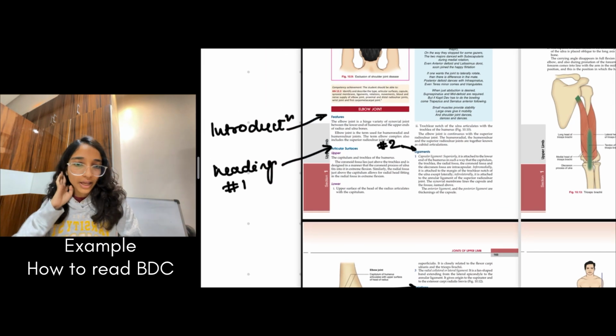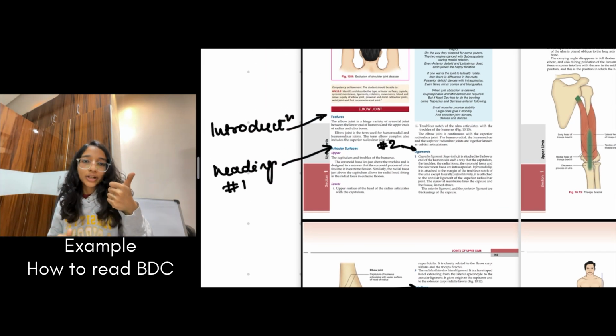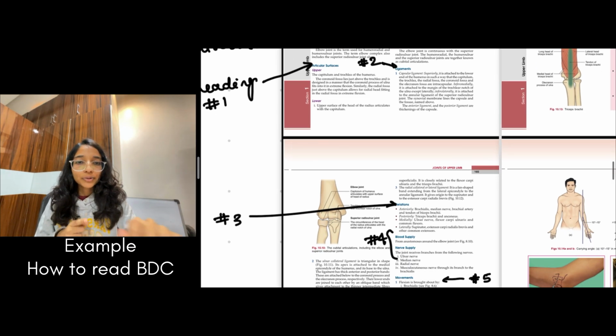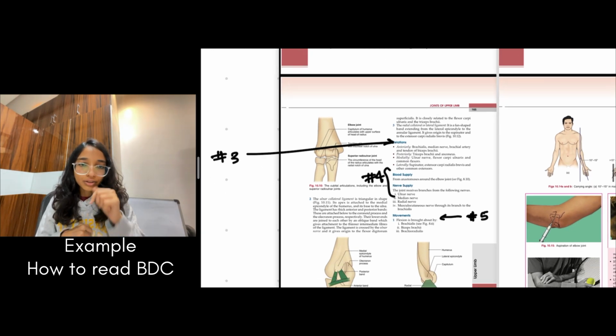Okay, so I'll go through it and I'll be like, okay, this is a hinge joint. It is a synovial joint. Okay, done. Articular surface, so basically capitulum and trochlea of the humerus, and head of radius and head of ulna. These all come joined together. Then we have the ligaments, capsular ligament, ulnar collateral, and all that.